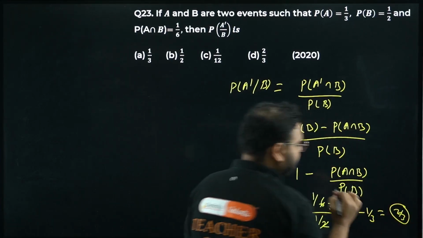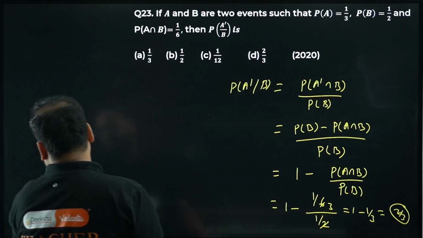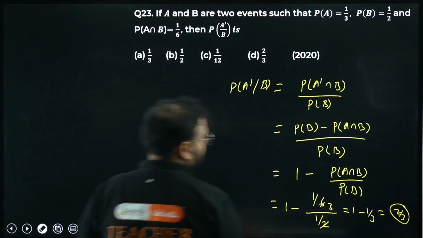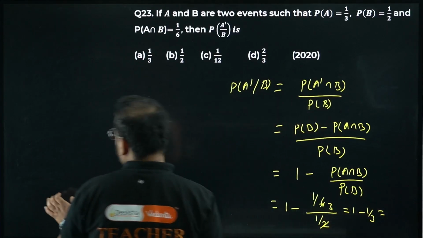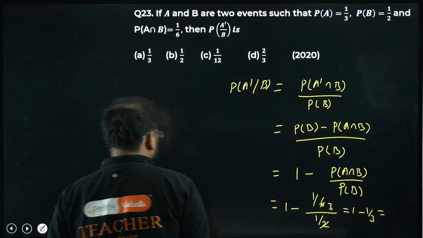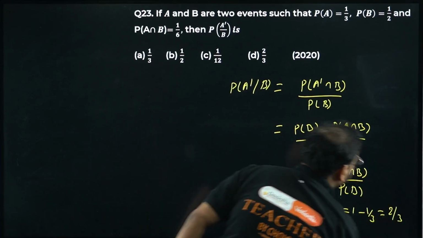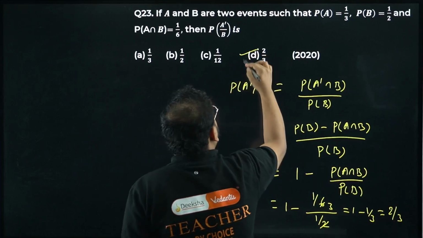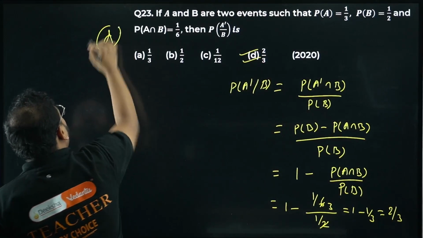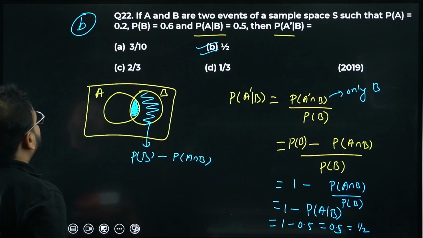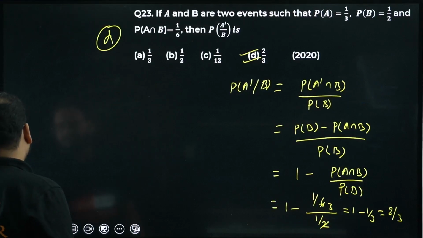I hope this is clear. If not, I'll write it again, not a problem. The answer is 2/3. Option D is correct. 23 is done.